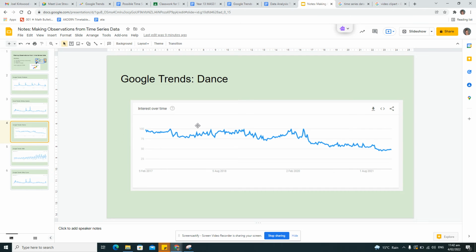Here I've searched the word dance. So you can see here this is an overall decreasing trend. Again, no seasonality. And not really that much in terms of interesting peaks or troughs, although it does seem to decrease slightly faster towards the end of the graph.